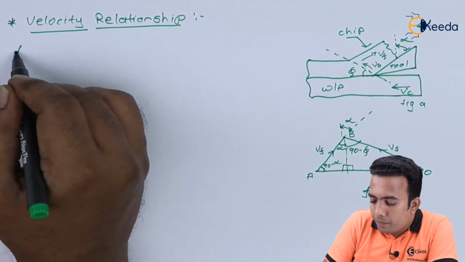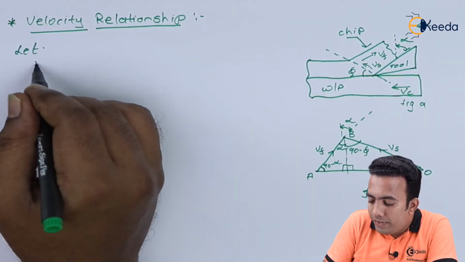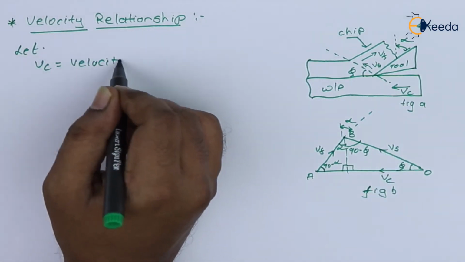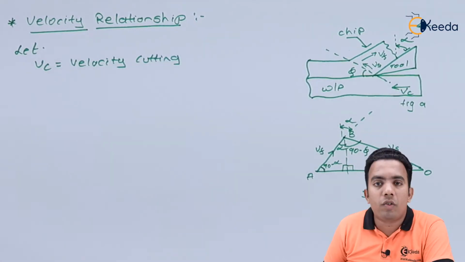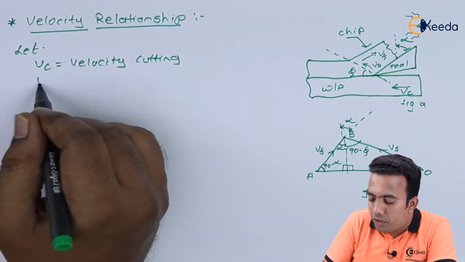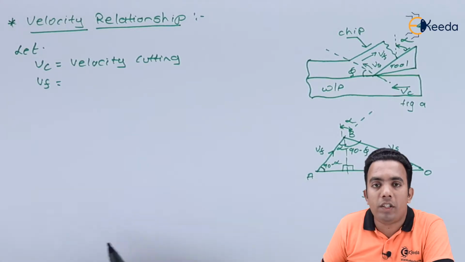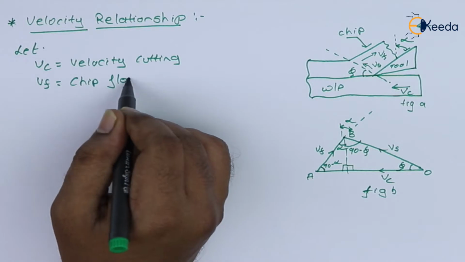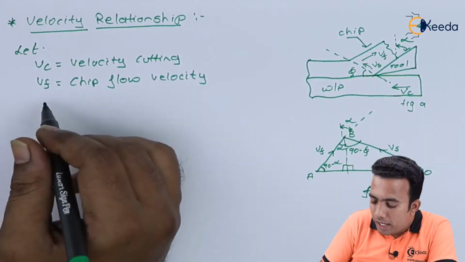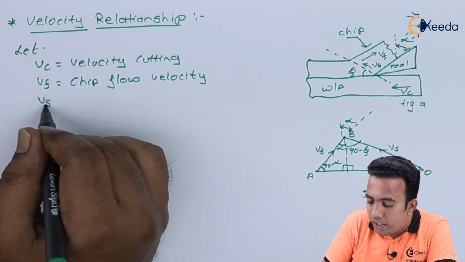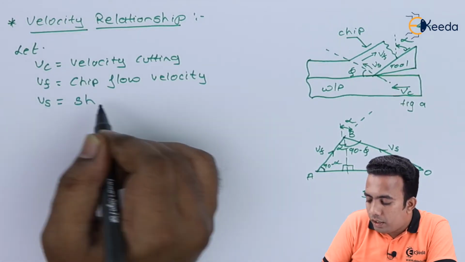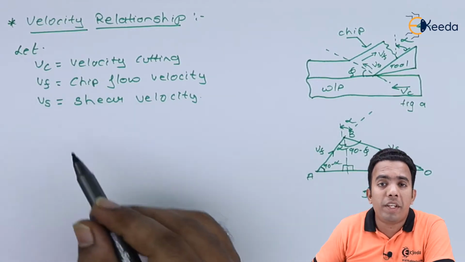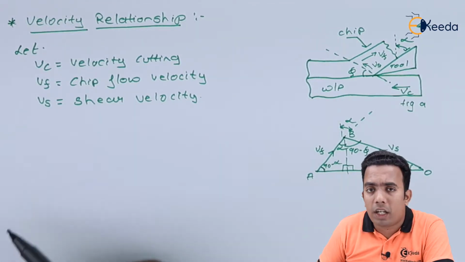First, let Vc be the cutting velocity. The next velocity is Vf, called the chip flow velocity. And the third is Vs, the shear velocity. These are the three basic velocities which occur during the metal cutting operation.